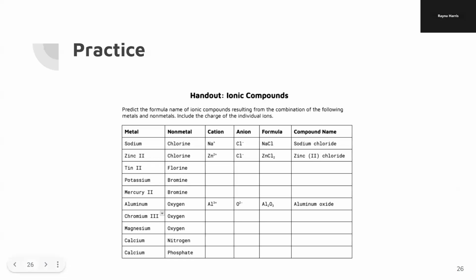Potassium, would it be potassium? Yeah, no, these are all, yeah, there was one.